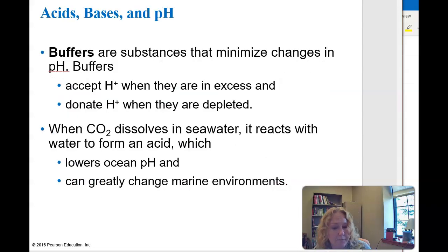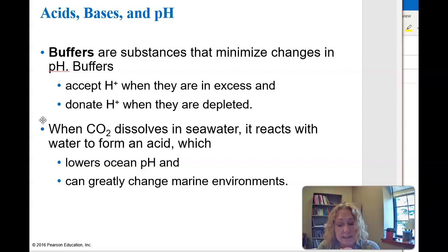There is the scale. Now, what we like to have is a buffer. Buffers are substances that minimize these changes in pH. They accept hydrogen ions when they are in excess. They donate hydrogen ions when they are depleted. They buffer the solution. So you put a buffer in there and it prevents something from becoming an acid.